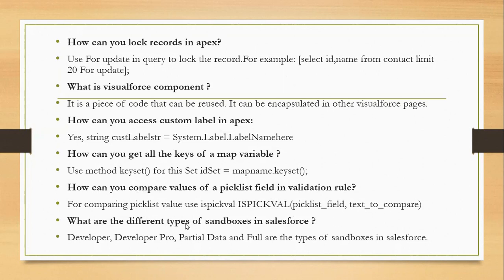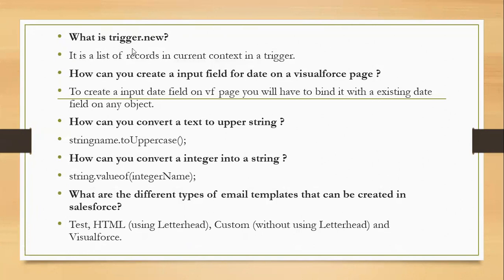Next question: what are the different types of the sandbox in Salesforce? Developer, Developer Pro, Partial Data, and Full are the four types of sandbox in Salesforce. Next question: what is the trigger? It is a list of the records in the current context in the trigger.